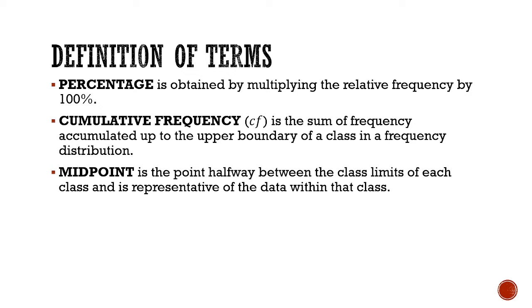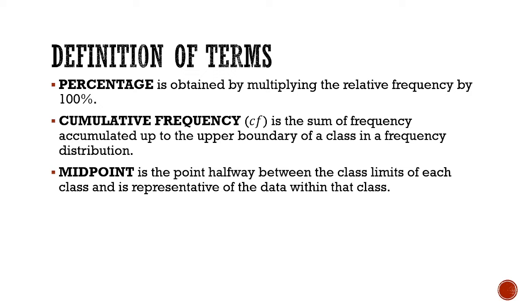So you will have 25%. So that is the percentage for that measurement. And also we have cumulative frequency. It is the sum of frequency accumulated up to the upper boundary of the class in frequency distribution.